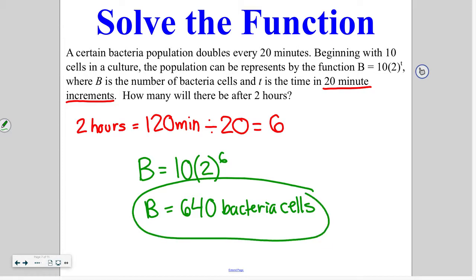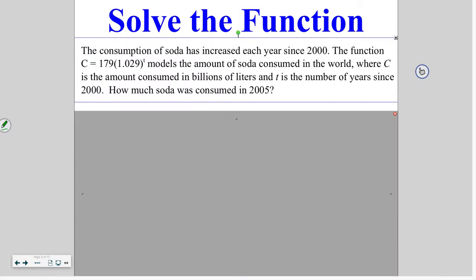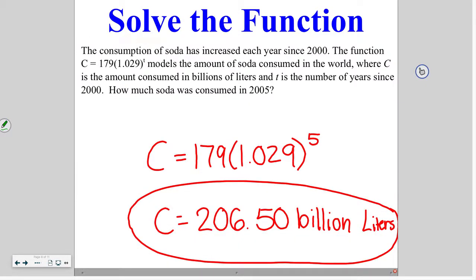Go ahead and try this one on your own. So again, paying attention, we started at the year 2000. We're looking at 2005. That is a 5-year time difference. So we're going to go ahead and plug 5 in for the exponent, which gives us 206.50 billion liters for our answer.